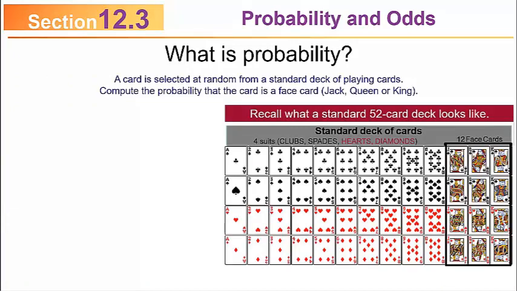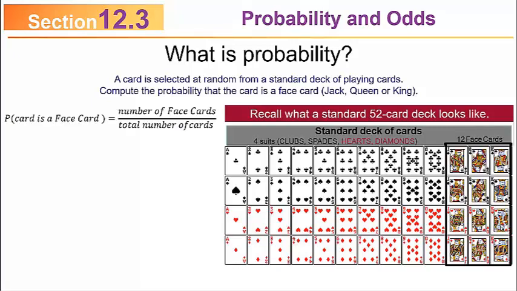I told you last time that we'll be using decks of cards a lot for our problems, and this is a continuation of that fact. Suppose we have a card selected at random from a standard deck of playing cards, and we want to find the probability that the card is a face card. Remember, we talked about this last time, that face cards are the jacks, queens, and kings, the things that actually have faces on them. And there are 12 of them.